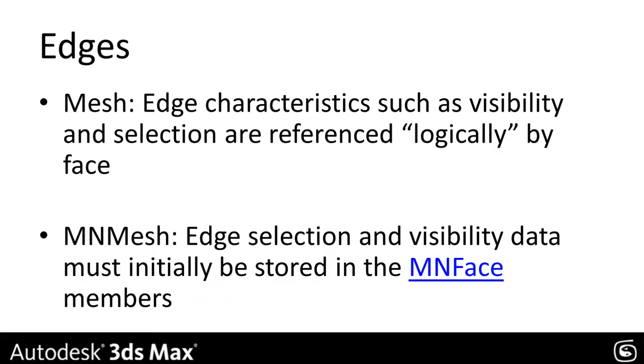When we talk about edges, within a regular mesh, edge characteristics such as visibility and selection are referenced logically by face. So there is no real edge data structure. When we talk about MNMesh, edge selection and visibility data must be initially stored within the MNFace members. So just know that things like edges specifically are stored differently depending on whether you're working with Mesh or the more complex MNMesh.